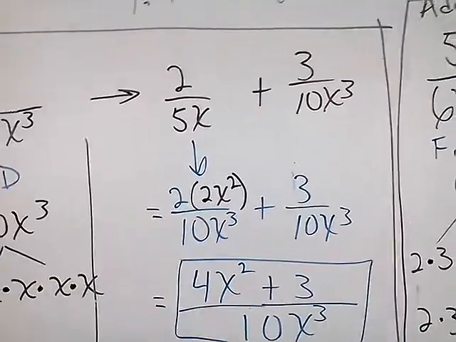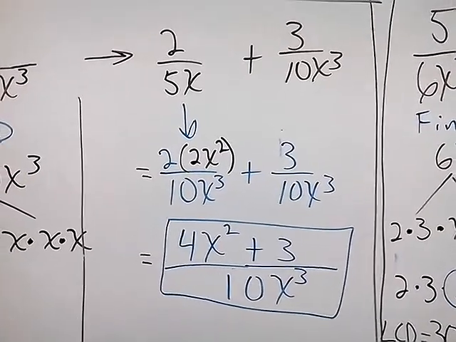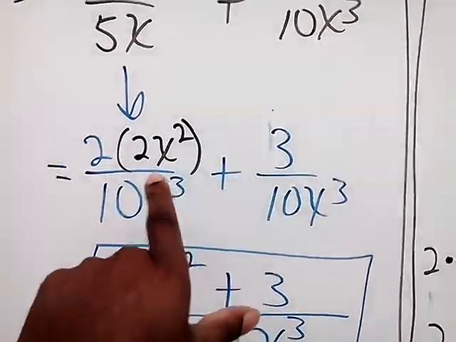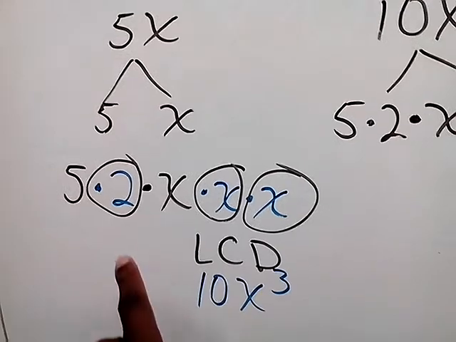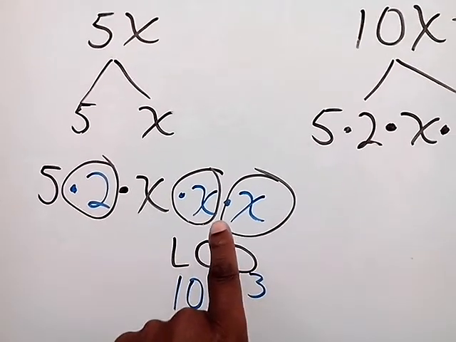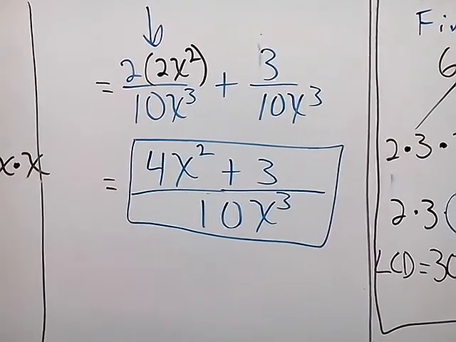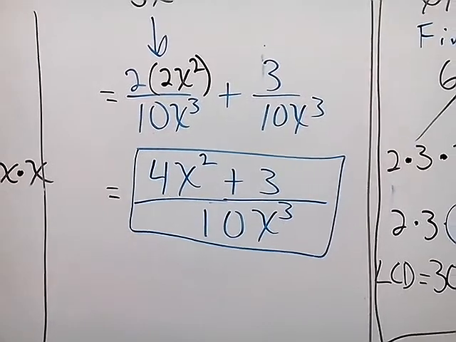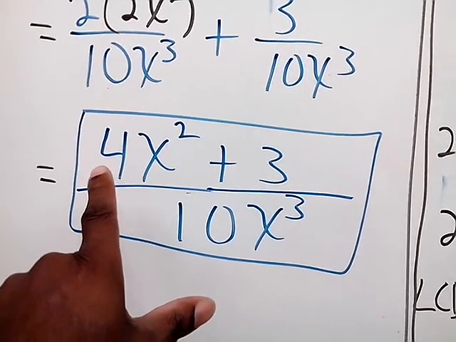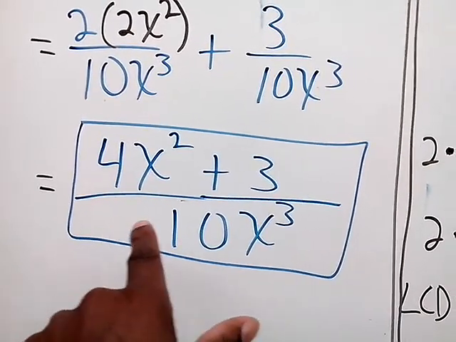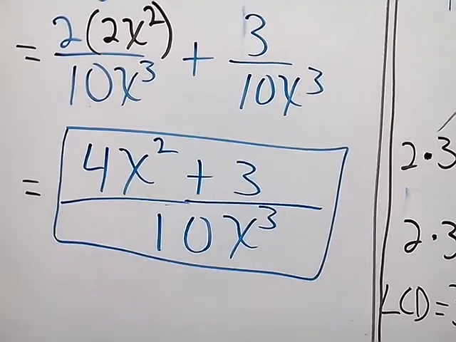Now, given our denominator, 10x to the third power, we have to multiply the numerator of our first term by 2x to the second power, because again, over here we found that 2x to the second power is what we need in the denominator and the numerator to get 10x to the third power. Now that we have the 4x squared, we can write it over our common denominator. So 4x squared plus 3 over 10x to the third power.